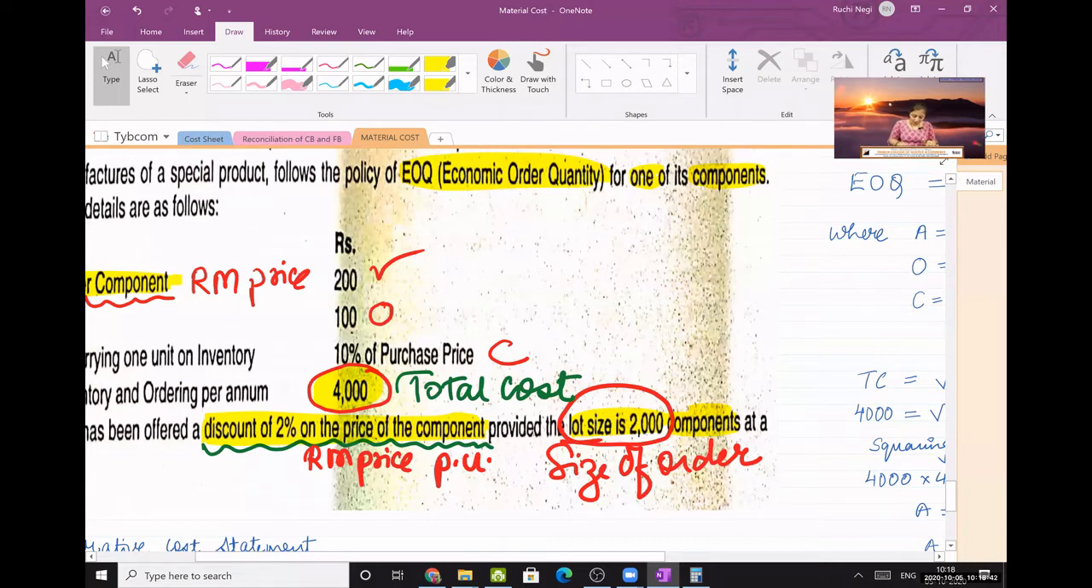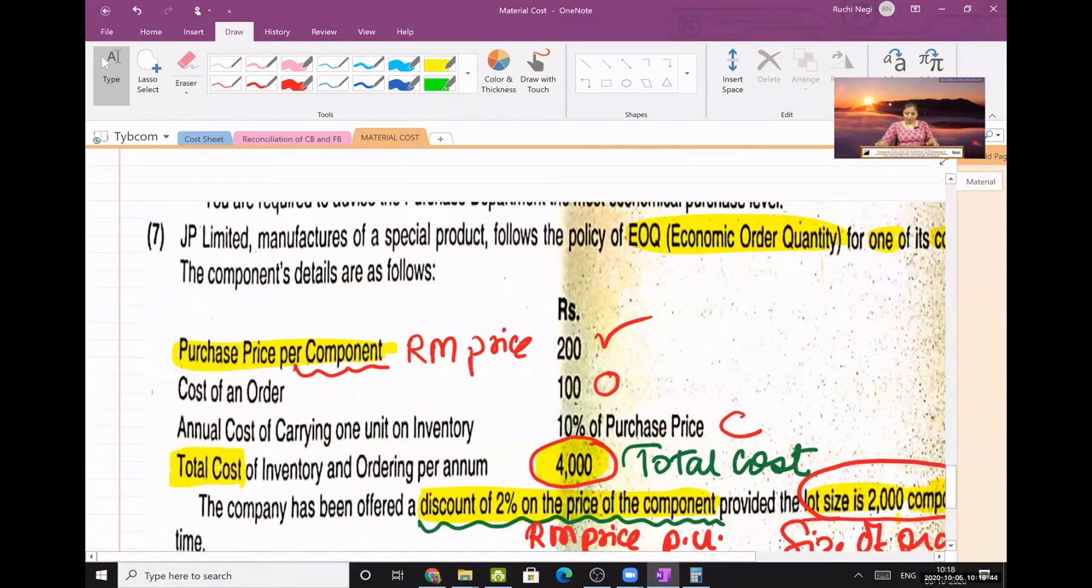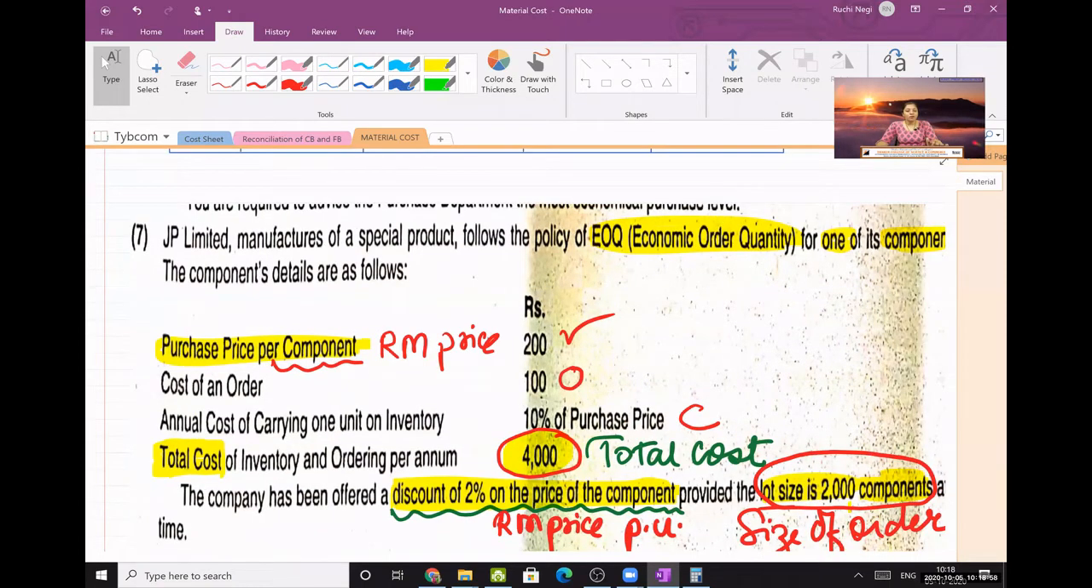Okay, did you understand the question? TC is given, total cost is given. Till now we haven't done sums where total cost is given. So what do you need for calculating EOQ? We need square root of 2AO upon C. O we have, C we have. A we don't have. In the question, A is not given. Annual demand is not given.